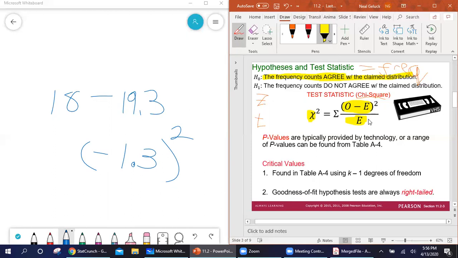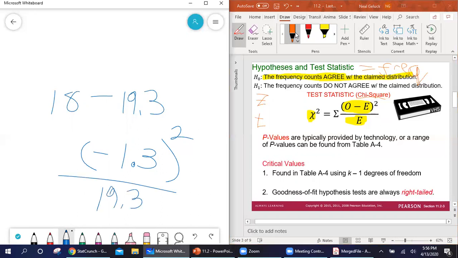It gives us kind of what I would call a score of how crazy the observed is versus the expected. If the observed was really close, this is going to be a very small number. If I did this divided by 19.3, that's going to be a pretty small number. But if I had 82 up here, this is going to be a massive number, and it's going to say, oh wait, my observed was way off. The last thing we do is we do that for every category and then add them together. And again, we'll see through problems what the heck I'm talking about here.